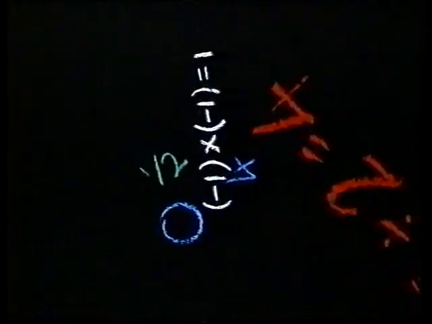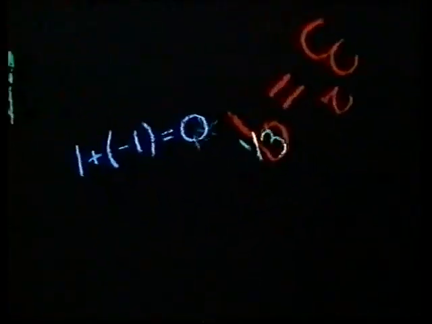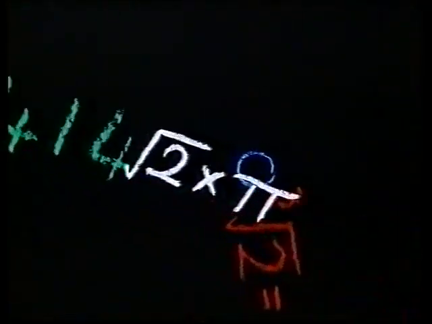Numbers. We use them all the time, but what are they? Why do they behave the way they do? Why is -1 times -1 equal to +1? And is it really true that 0.999 recurring is the same thing as 1? Does it make any sense to multiply together √2 and pi?